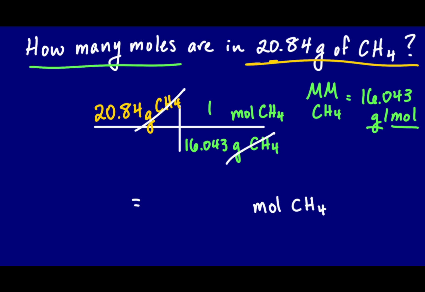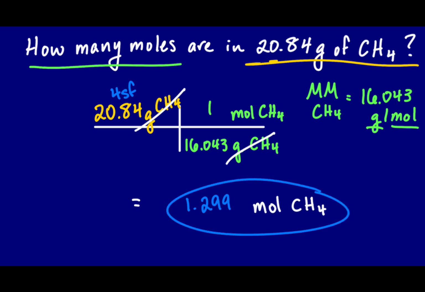Now we have to think multiplication or division. The molar mass value is in the denominator, so that means we are going to divide with it. So we will plug in 20.84 divided by 16.043, and then that is going to give us the units of moles for our answer. Our given value is 4 sig figs, so that means we need 4 sig figs for our answer. So we are going to end up with 1.299 moles of CH4.